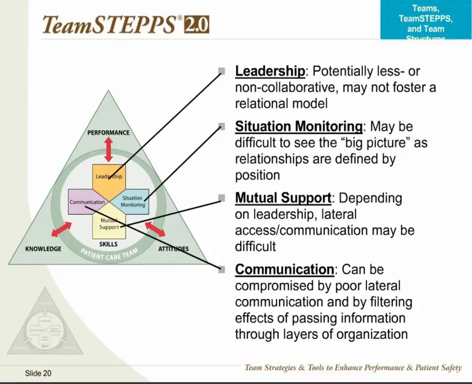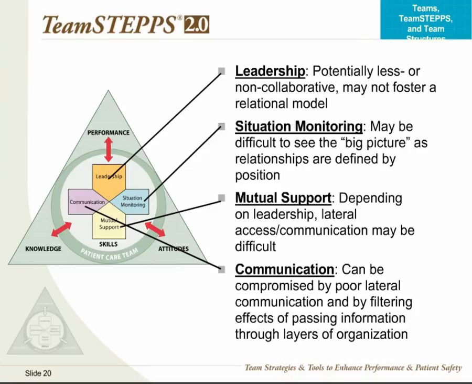So first, let's talk about leadership. Potentially less or non-collaborative leaders may not foster a relational model, that is, where people are developing relationships of trust, and that can affect the other areas. So situation monitoring can be very, very difficult if relationships are not fostered to be supportive and caring, and where people don't really have a big picture but rather are held in silos. Mutual support would then be impacted by that.